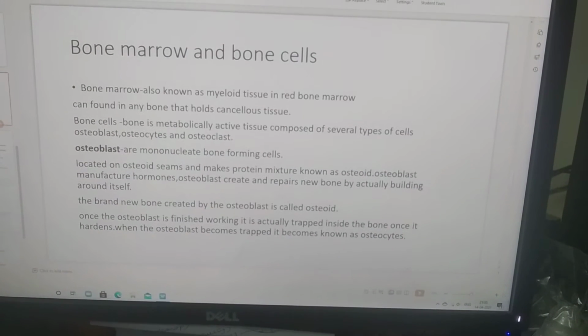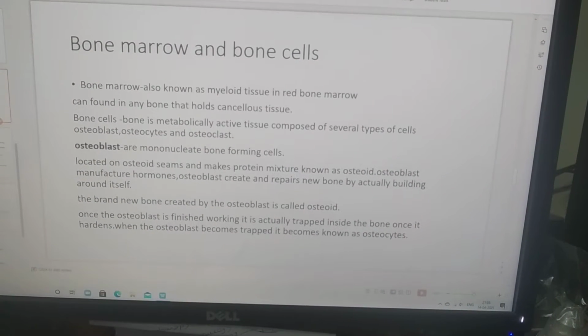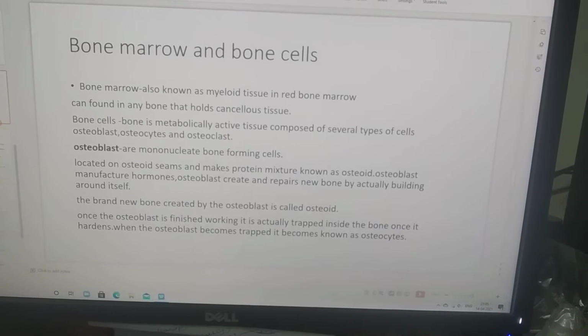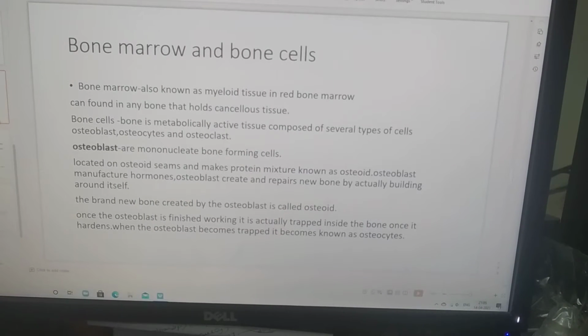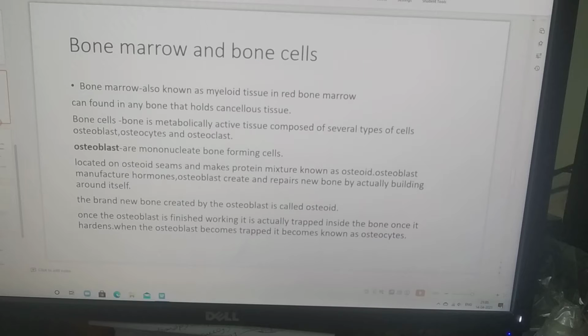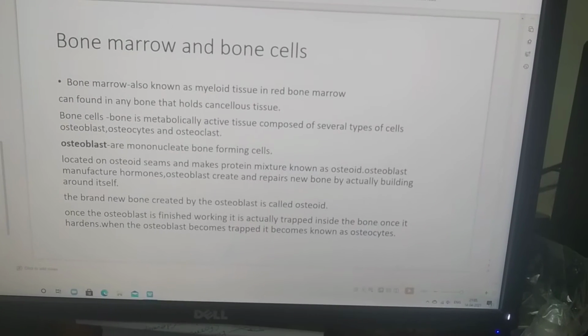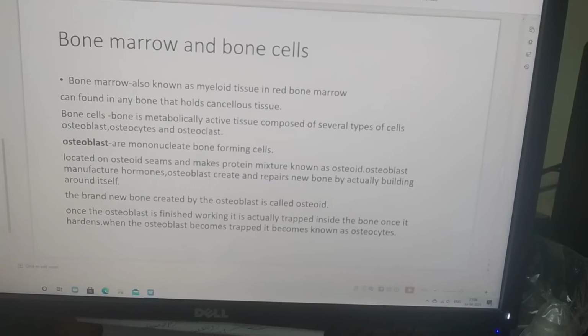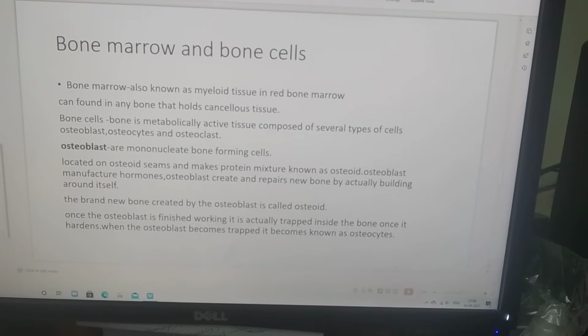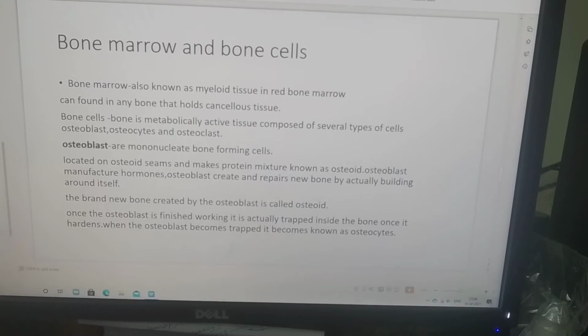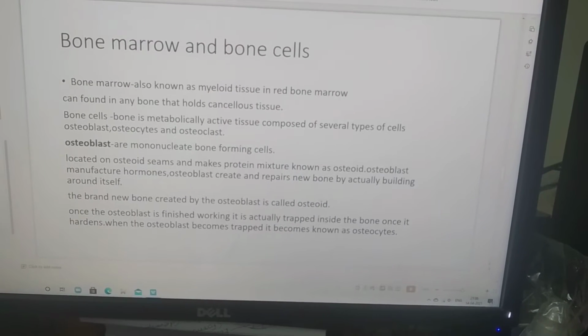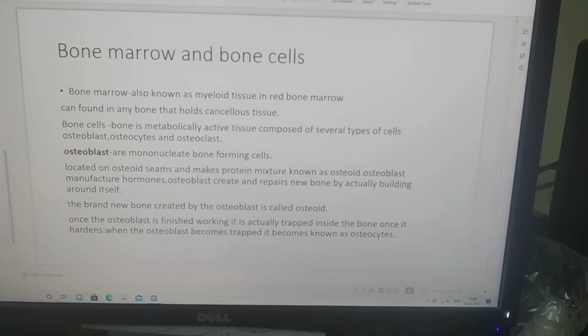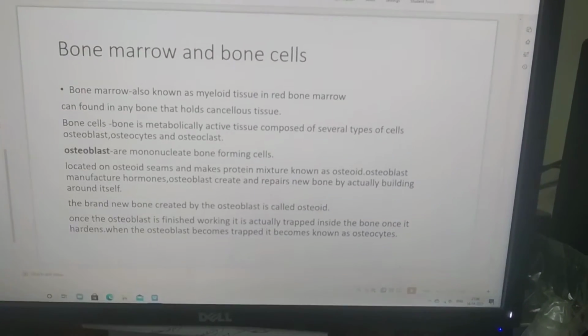The brand new bone created by osteoblast is called osteoid. Once the osteoblast is finished working, it is trapped inside the bone. Once it hardens and the osteoblast becomes trapped, it becomes known as an osteocyte. First the osteoblast forms, then the osteocyte.